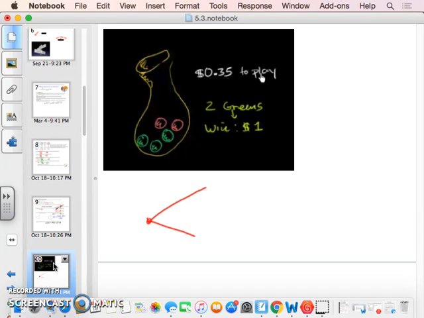Well, let's take a look. First of all, you have the option of selecting red or green. That should be G for green. So the probability that you're going to select red is 2 out of 5. And the probability you're going to select green is 3 out of 5. All right, and you can turn that into a decimal if you want. I'm just going to leave it as a fraction.